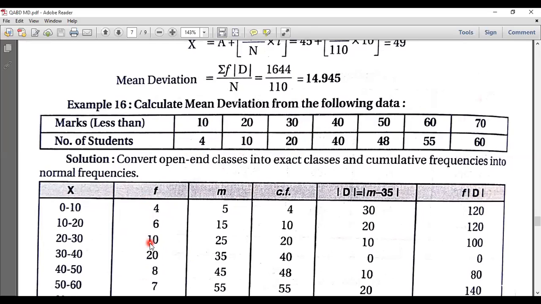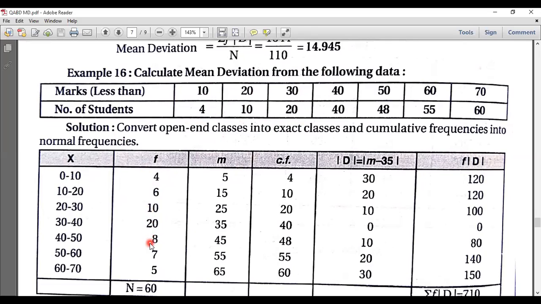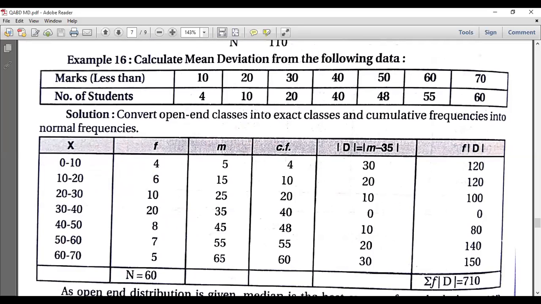You know that we already solved these problems while calculating mean and median: how to convert from less than to normal class interval, and how to convert more than to normal class interval. The same method we need to apply here. After converting to standard class intervals and frequencies, the next step is to find the midpoint. After the midpoint, work on finding the mean.